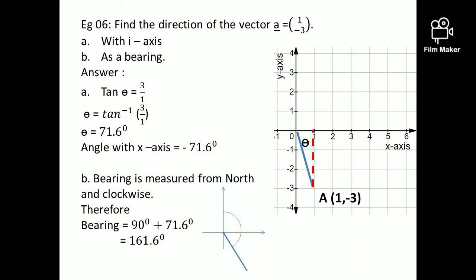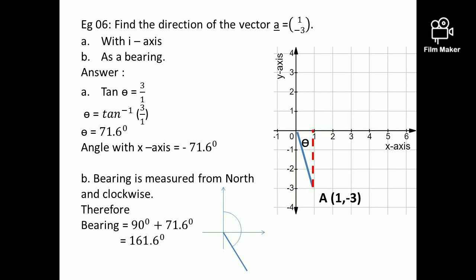In this example, they expect us to find the direction of the vector A = (1, -3) with the y-axis and as a bearing. Initially, if you make this diagram for vector A, you can understand that it has traveled 1 unit along the x-axis and 3 units towards negative from the y-axis. Therefore, the angle that you have to measure is the value for theta.